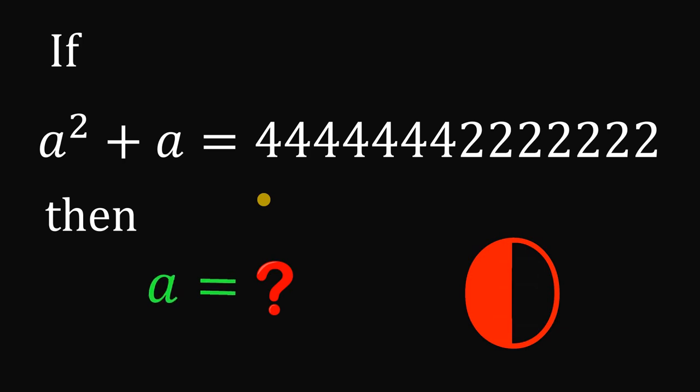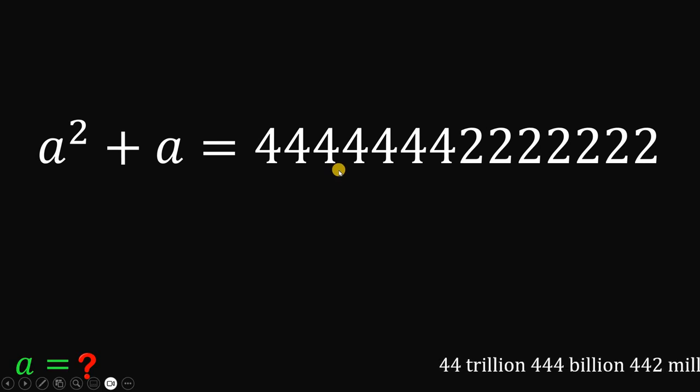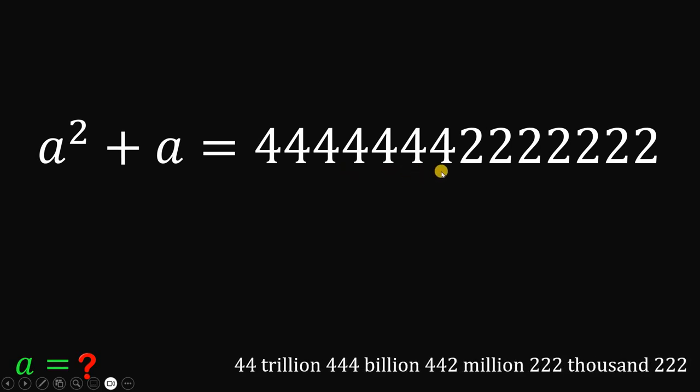And now, let's answer this question together. Alright, so given this equation, a squared plus a equals 44,444,442,222,222, then our goal is to solve for the real value of a. So that is our goal. Now, how are we going to answer this question?